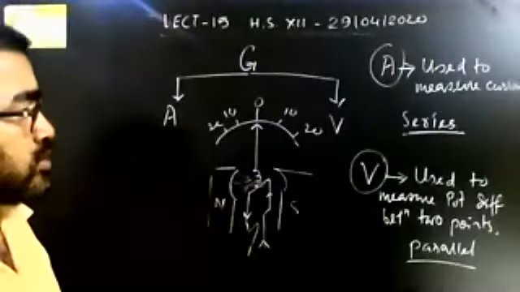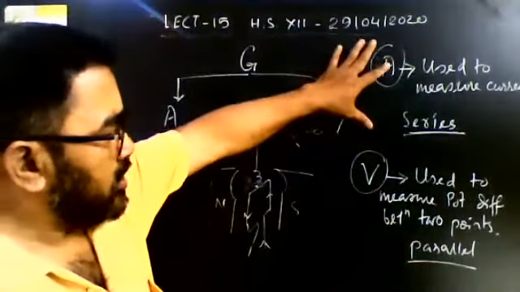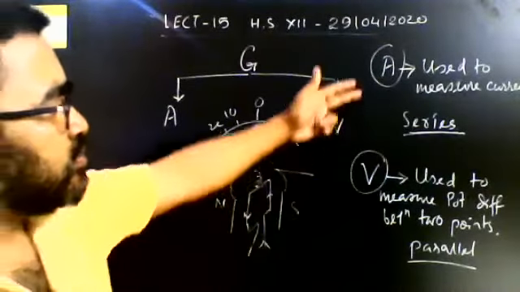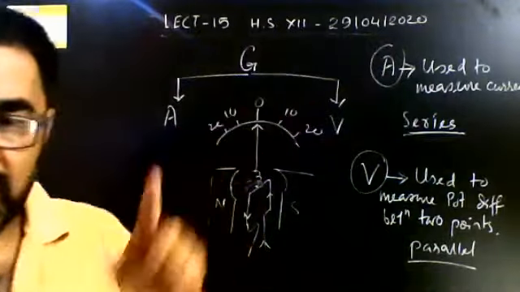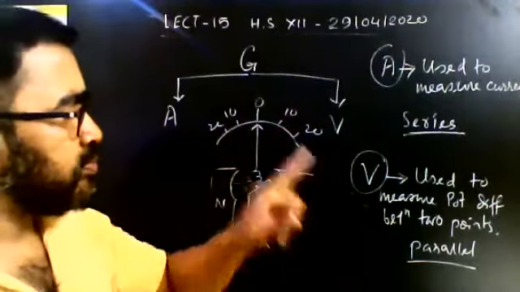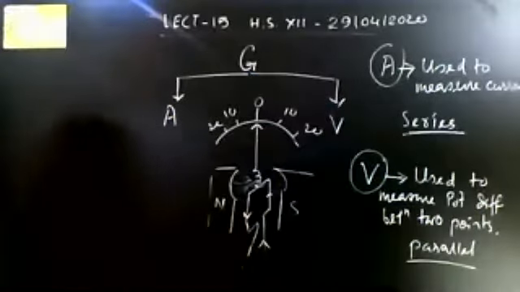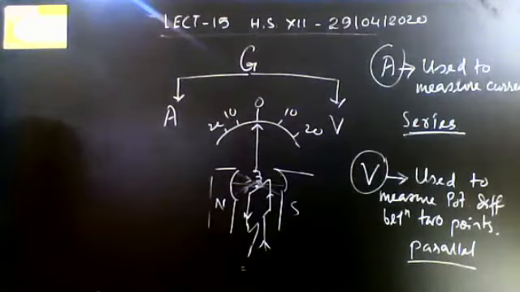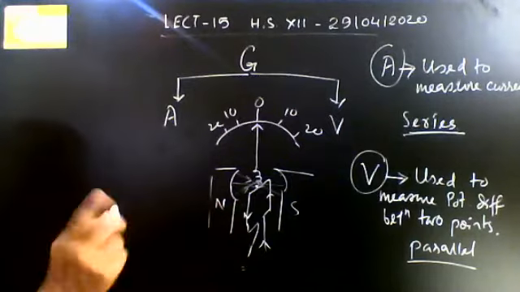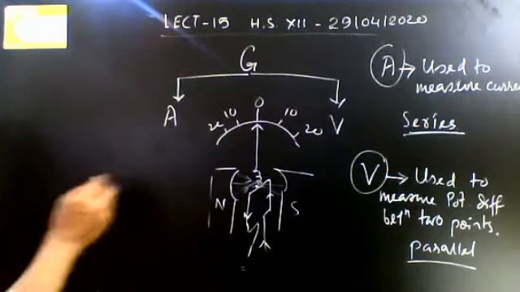So when you do something practical by using ammeter and voltmeter, you are to use ammeter in series and you are to use voltmeter in parallel. So let me show you the circuit diagram of Ohm's law. When you are going to verify Ohm's law, then how will you connect?